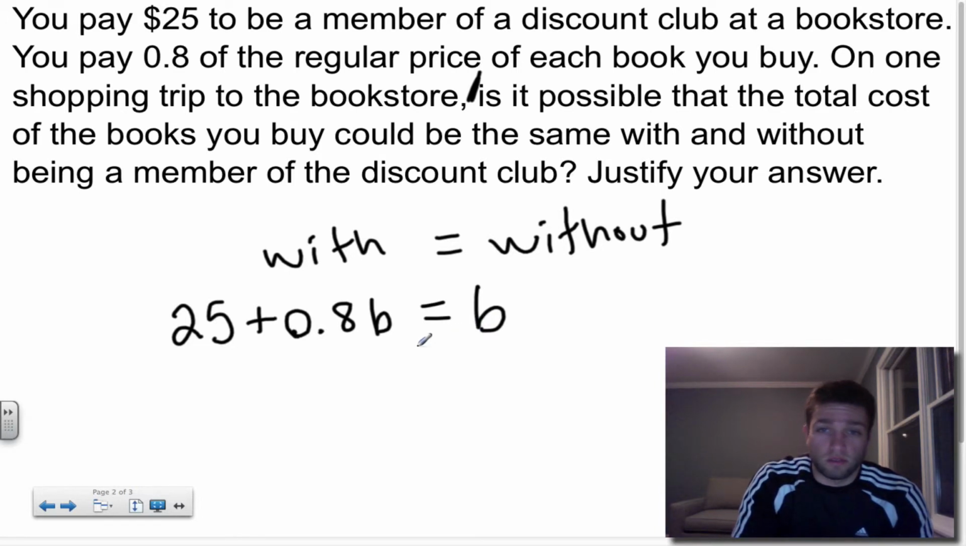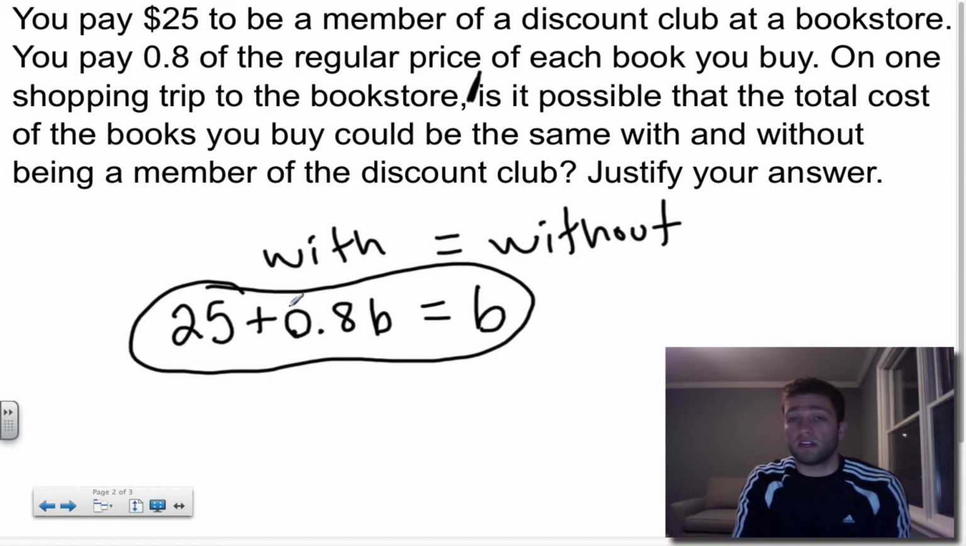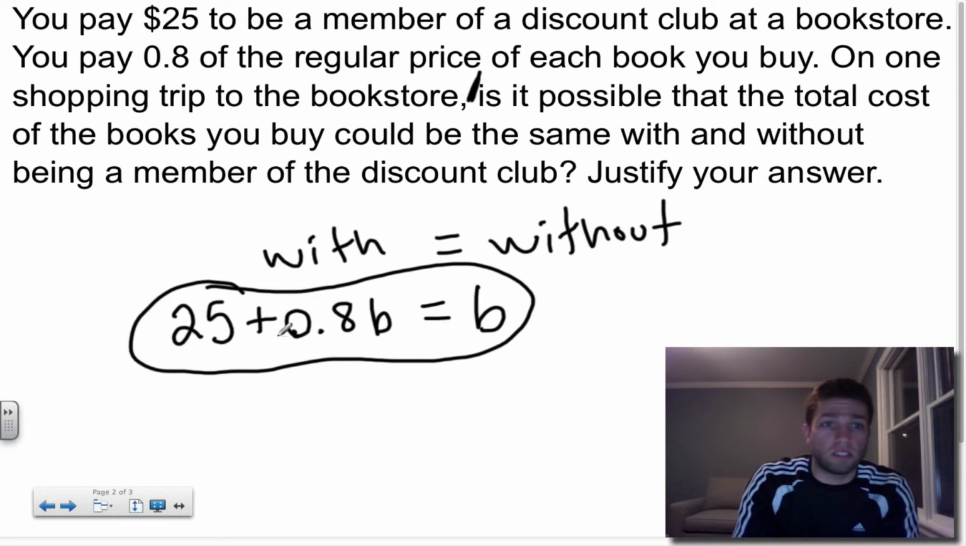So you can just start solving. I'm not even going to solve it, but there's your setup of the problem. I just wanted to see how it sets up. So there you go. If you want to try to solve it yourself, you can email me with any questions or the answer for that, but there's your setup. $25 to be a member, plus 8/10 of the regular price of each book that you buy. But if you are not a member, you're just paying for the price of the book. All right.